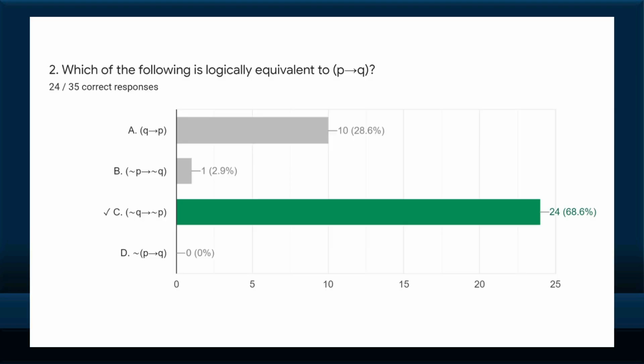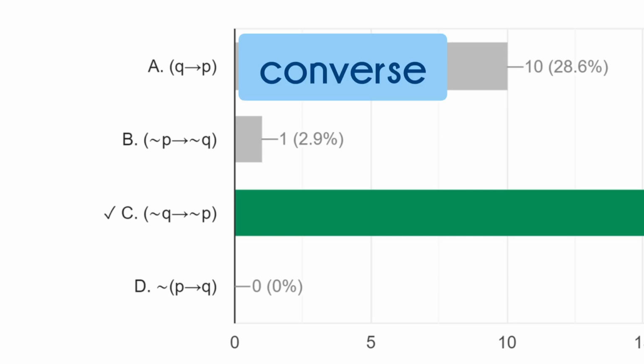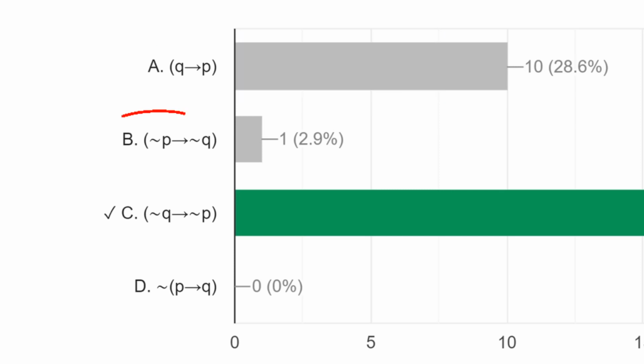The first item is a multiple choice question. Which of the following is logically equivalent to P implies Q? The first choice is Q implies P. This is the converse of P implies Q. The second choice, not P implies not Q, is the inverse of the given conditional P implies Q. The third choice, not Q implies not P, is the contrapositive. The last choice, the negation of P implies Q, has 0%. It means that no one answered this.